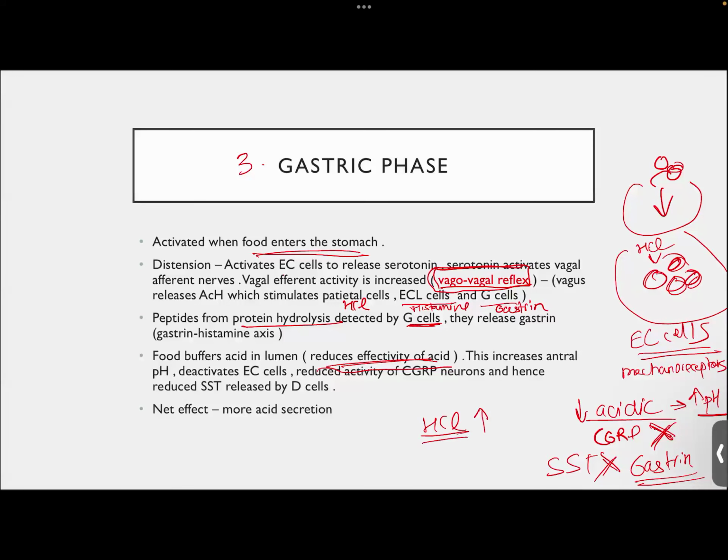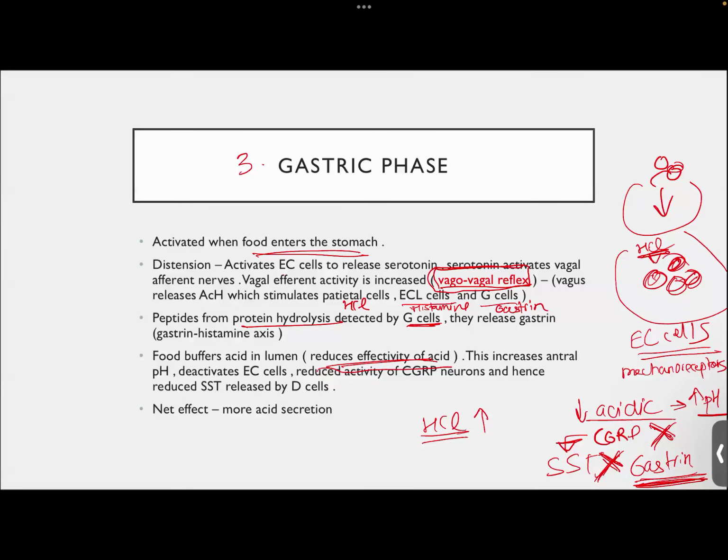And that's why when there's food in the stomach, it reduces the effectivity of the acid, which decreases the acidity. When we have food in the stomach, it makes the acid less useful, which means there's an increase in the pH because the acidity is decreasing. And then we have the inhibition of this calcitonin-gene-related peptide pathway, which means there's an increase in gastrin because somatostatin is inhibited along with this pathway, because this pathway leads to somatostatin. So the net effect is more acid secretion.